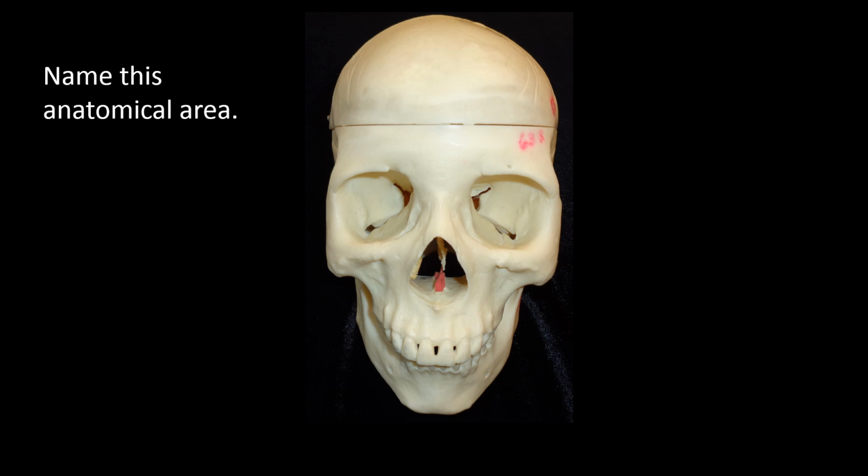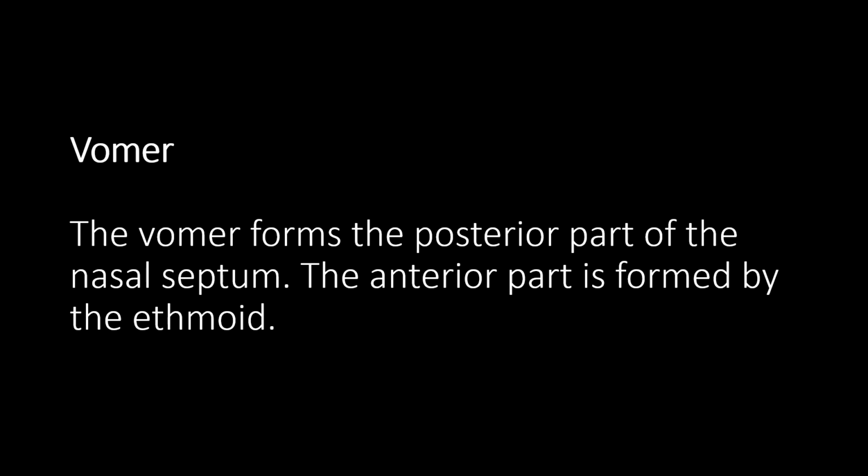Name this anatomical area. Vomer. The vomer forms the posterior part of the nasal septum. The anterior part is formed by the ethmoid.